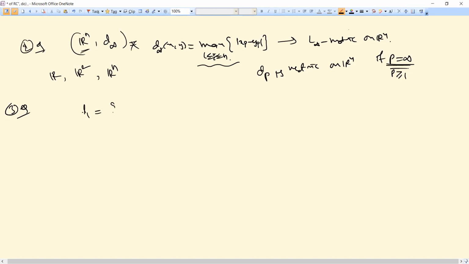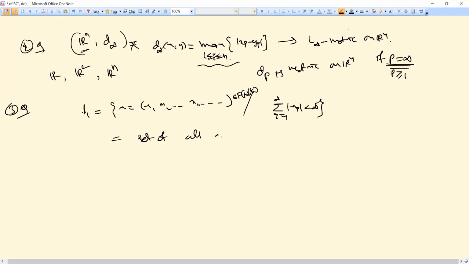So l1 sequences. Suppose you take x equals x1, x2, ..., xn going on. It's a sequence, which is nothing but a function from N to K. It's an absolutely summable sequence, which means the space of all absolutely convergent sequences. You can take this in l^p also, for p bigger than or equal to 1.